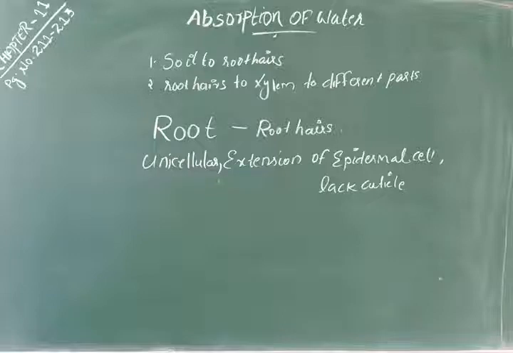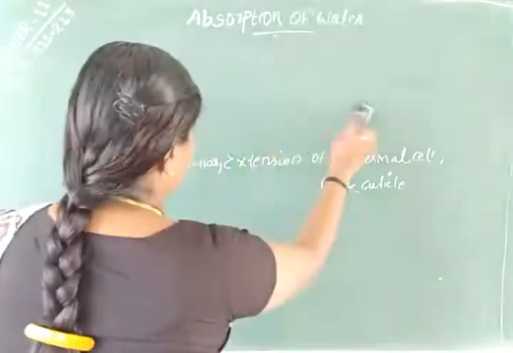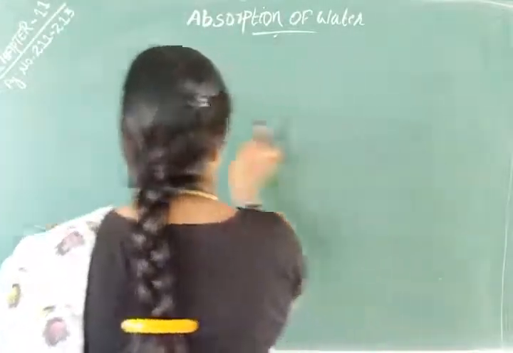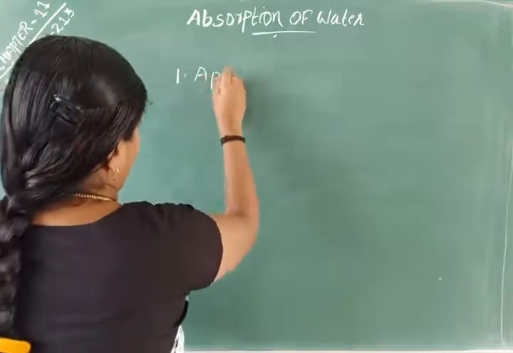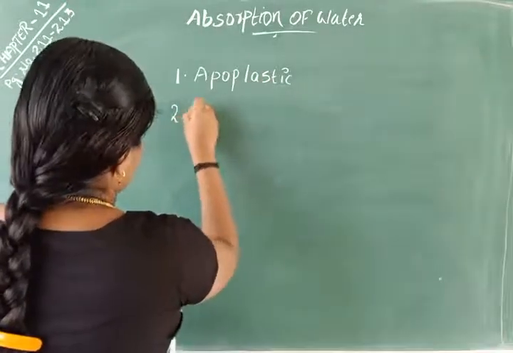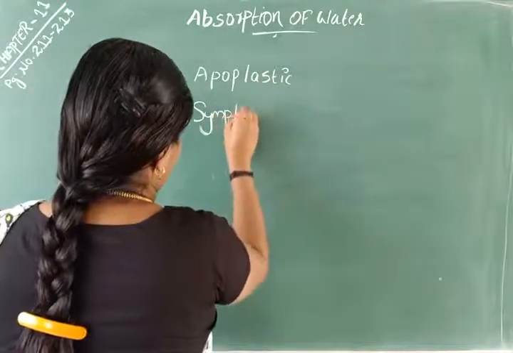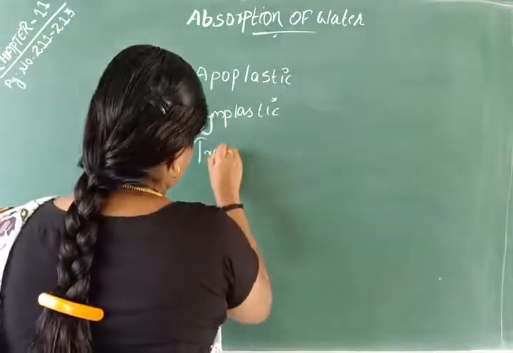Now, the path of water across root cell. There are mainly three paths, that is apoplastic pathway, symplastic pathway and transmembrane pathway. The movement of water through cells takes place in three pathways: first one apoplastic pathway, second symplastic pathway, third one transmembrane pathway.